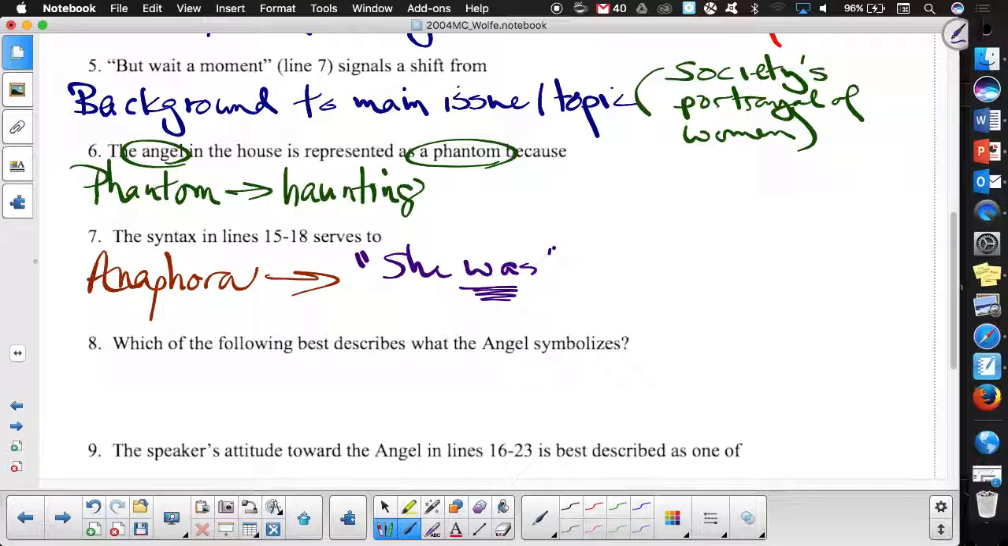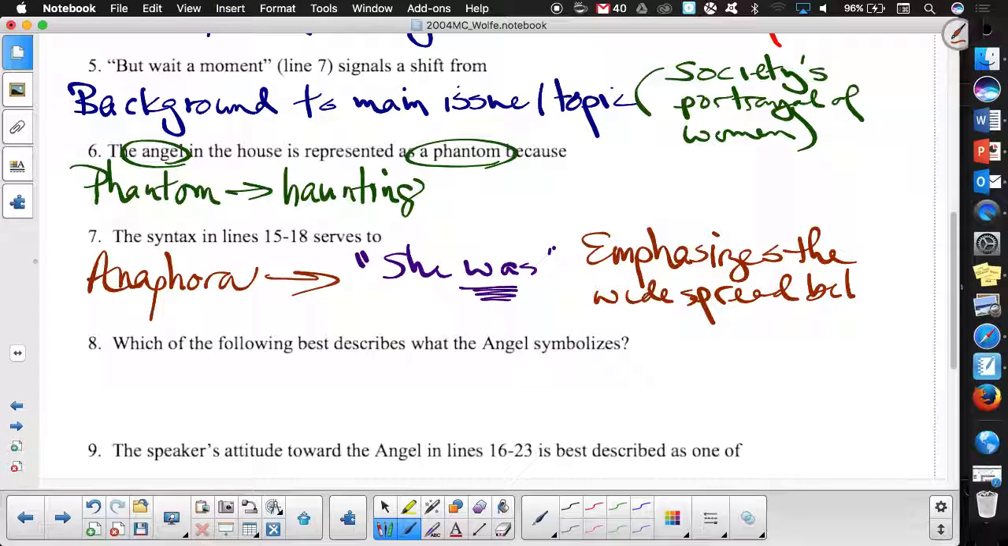Okay. I think it's repeated so many times because it's like all of the other men and people in society saying that. Having it repeated emphasized that there wasn't one person who had this belief. Yeah, it's like the universe, not 100% meaning universal, but the widespread belief. So it emphasizes the widespread belief.